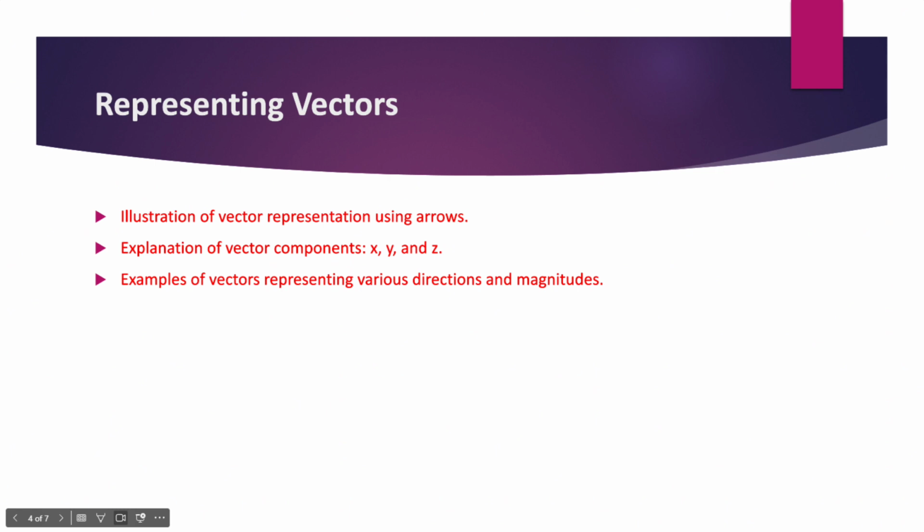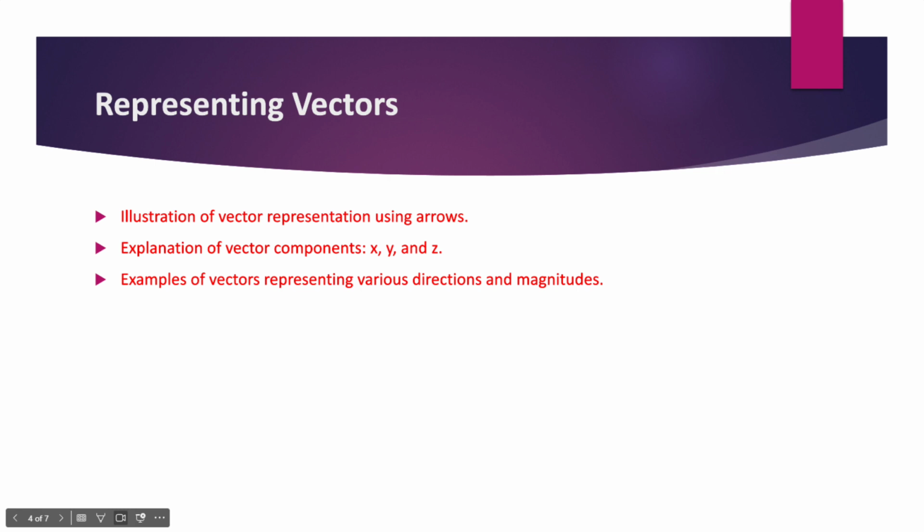Example 2. A vector with components -1, -4 means the vector points towards the left, negative x direction, with a magnitude of 1 unit, and downwards, negative y direction, with a magnitude of 4 units. So we draw an arrow starting from the origin and extending 1 unit to the left and 4 units downwards.